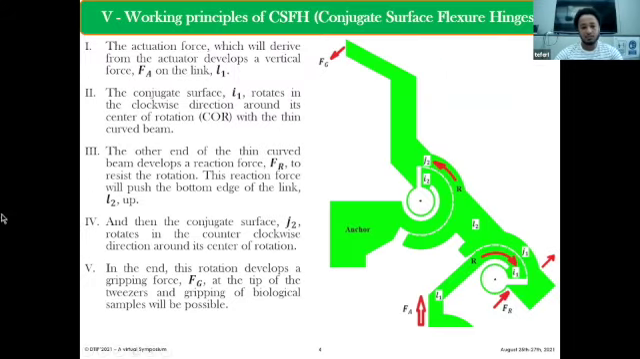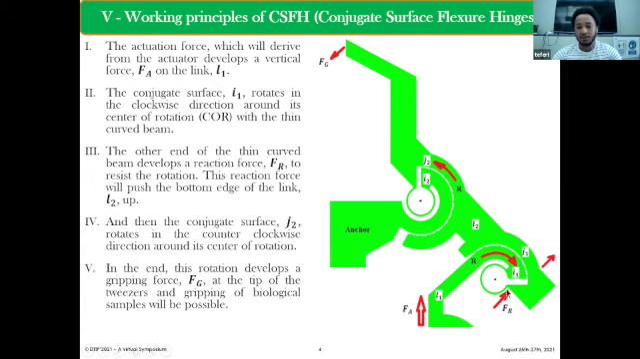Next, I will try to show you the working principles of this conjugate surface flexure hinge. First, the actuation force which is driven from the actuator develops a vertical force Fa on the link L1. So when this link moves in the upward direction, the conjugate surface I1 rotates in the clockwise direction around its center of rotation with one end of the thin curved beam.